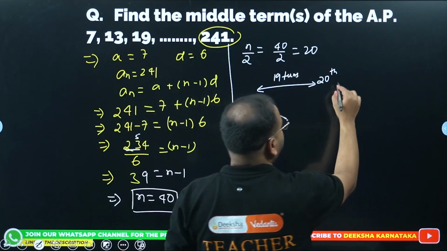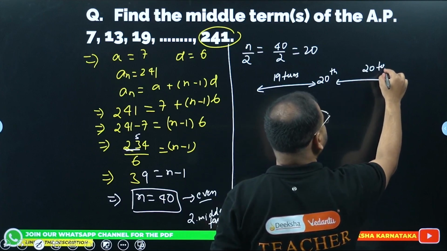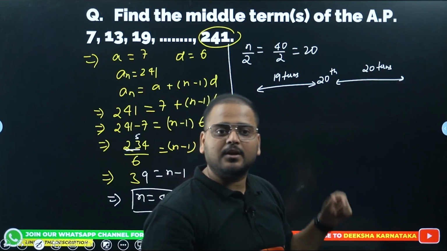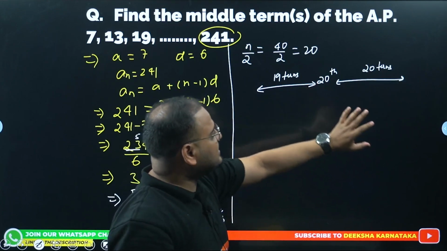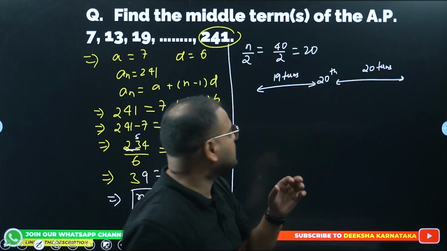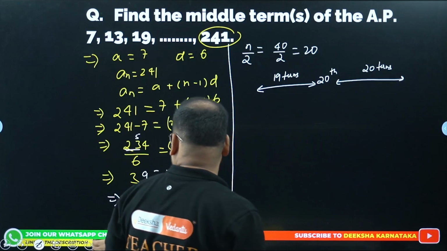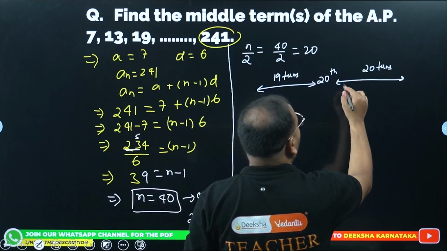On this side, how many terms are there? 20 terms. How, sir, 20 terms? Because from 21 to 40 will be there. So all terms counted on the right side of the 20th term will be 20 terms. But I want it to be middle, no? So I have to take one more term over here.